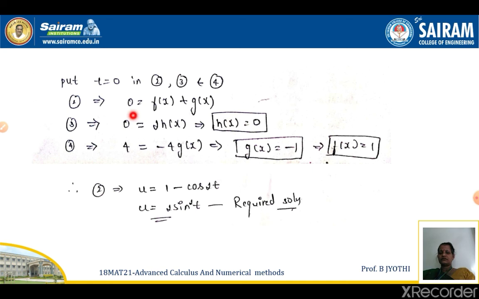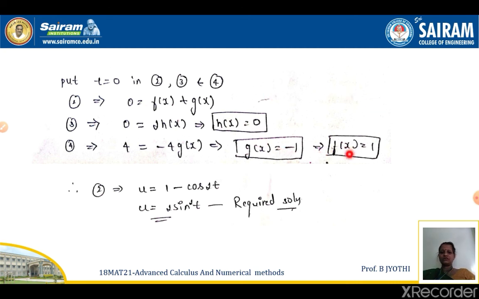We get the first equation, that is 0 is equal to f of x plus g of x. And the third equation, 0 is equal to 2 times h of x. And 4 is equal to minus 4 of g of x. Hope it's clear. And h of x will be 0 because of the third equation. And g of x will be minus 1. So g of x is minus 1 means f of x is plus 1.